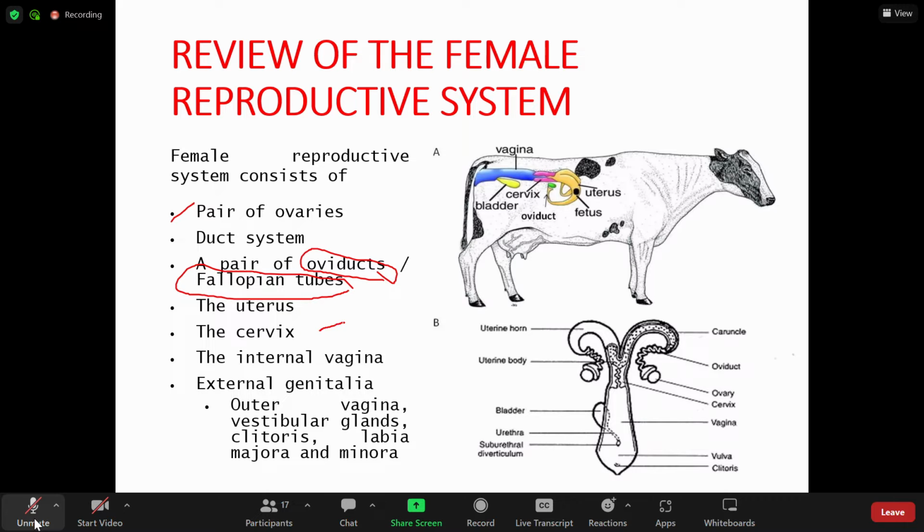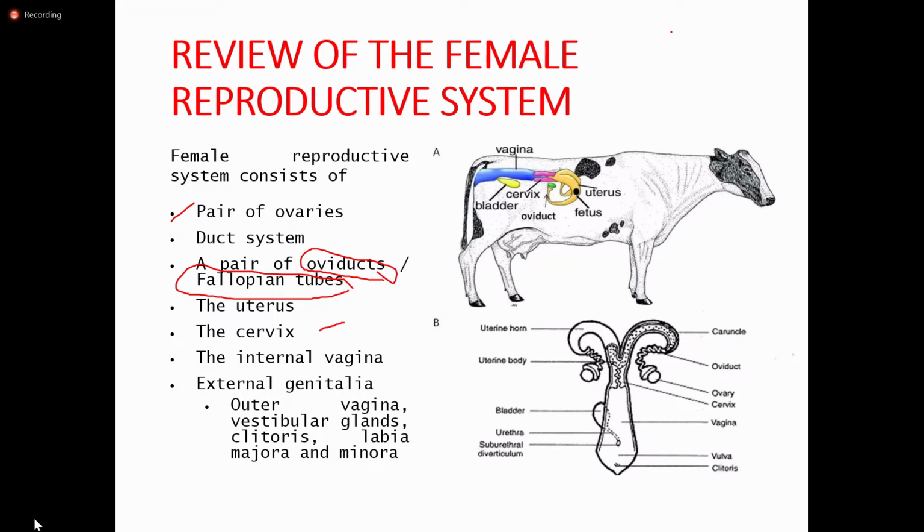We have the salpinx. Kaya nga, ang inflammation of the fallopian tube, inflammation ng oviduct, inflammation ng uterine tube ay salpingitis. Kaya ang pangalan ng fallopian tube ay salpinx. Then we have also the uterus itself, which is primarily composed of horn. Then we have also the body. And we have the neck of the uterus, which is termed the cervix.